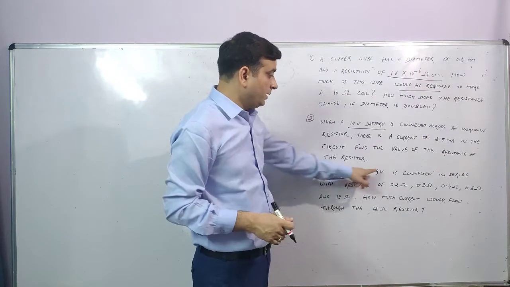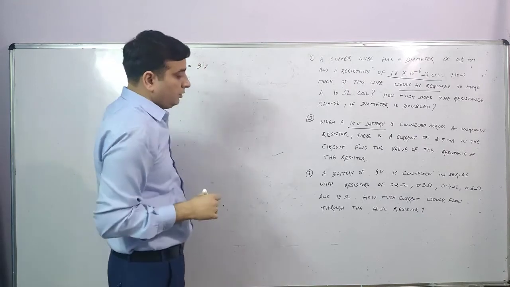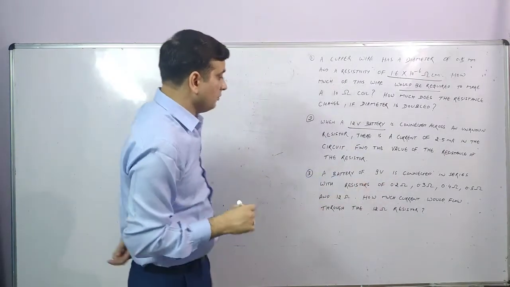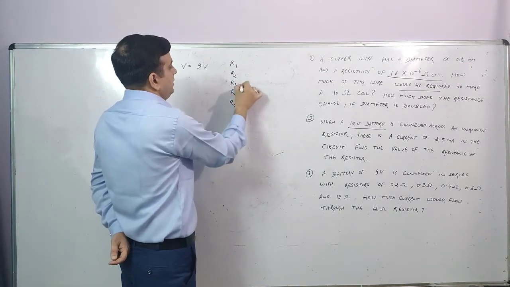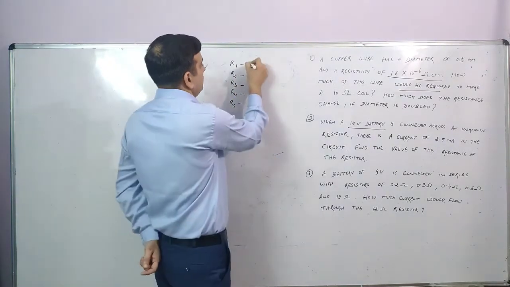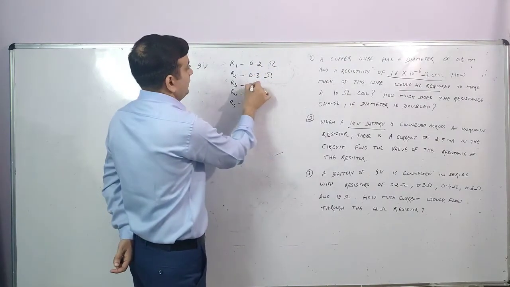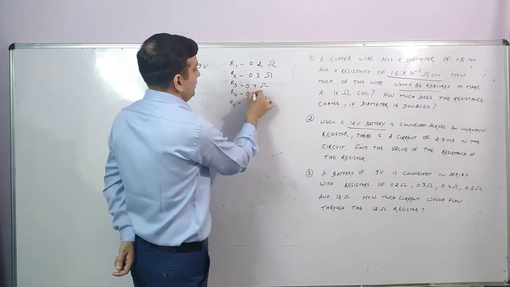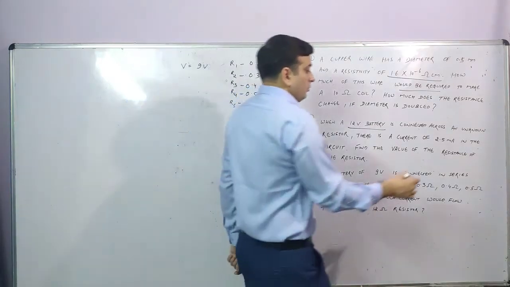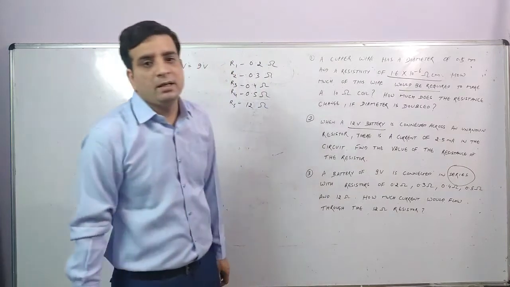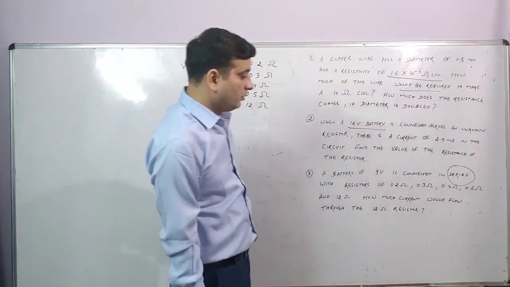Next is third question. A battery of 9 volt is connected in series. So V is given 9 volt connected in series with resistors R1, R2, R3, R4, R5. So 5 resistors are given: 0.2, 0.3 ohm, 0.4 ohm, 0.5 ohm, and 12 ohm. And the most important thing is connected in series. So how much current would flow through the 12 ohm resistors?